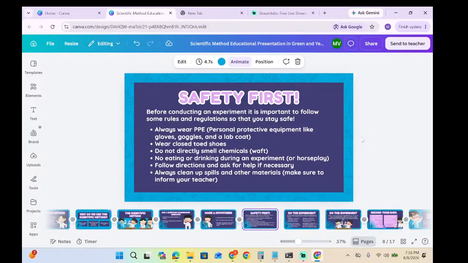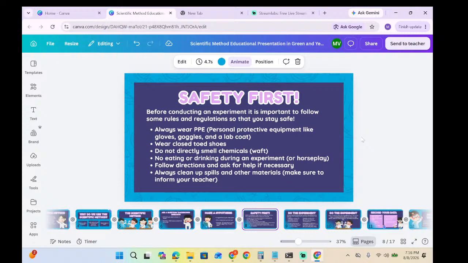What is horseplay? Running around, knocking things over. That is not allowed, and that can be very, very dangerous. So no horseplay is one of the really important rules. And then always follow directions and ask for help if necessary. In any case, if you're ever confused about a step, rather than trying to do it by yourself, always ask a grown-up or ask your lab partners. And this is very important, okay?